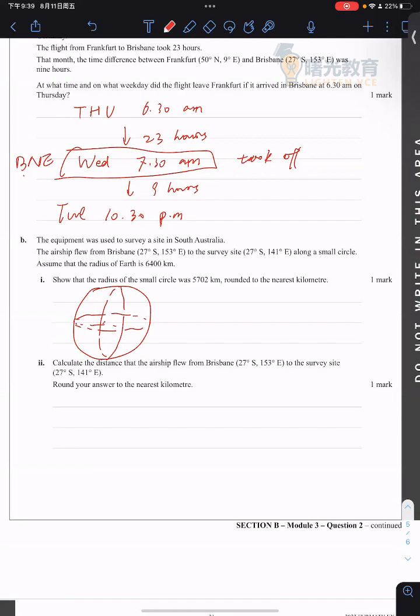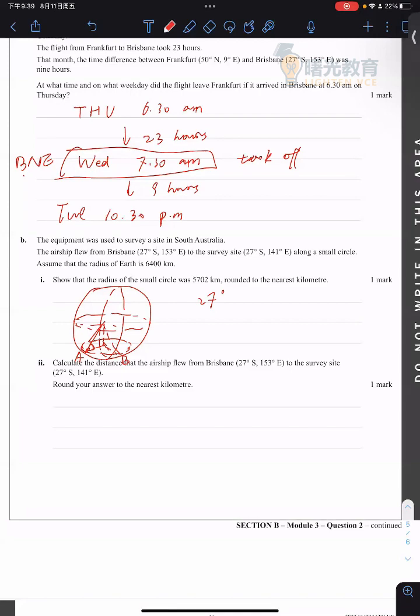And then on the south side, on the small circle, we have 2 points. One is here and the other is here. And this is our radius, okay? So obviously, you can see that this tiny little angle would be the 27 degrees.